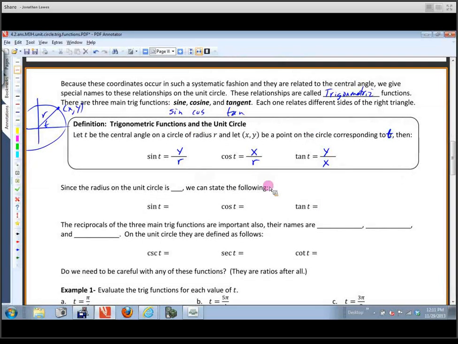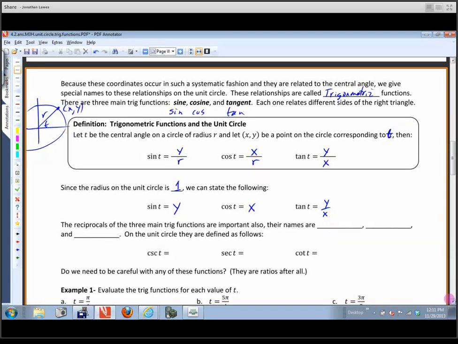But for the time being in this section, because we're talking about the unit circle, and the radius on the unit circle is 1, we can state the following. That would make these r's equal to 1, so the sine of the angle is just the y coordinate. The cosine of the angle is just the x coordinate, and because an r doesn't appear in there, the tangent is still going to be y over x.